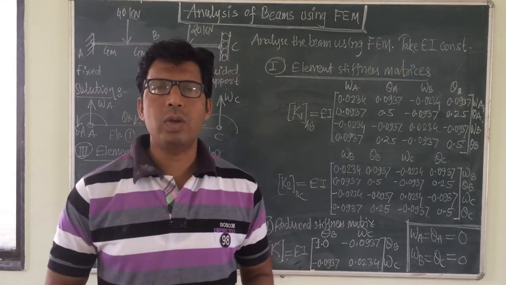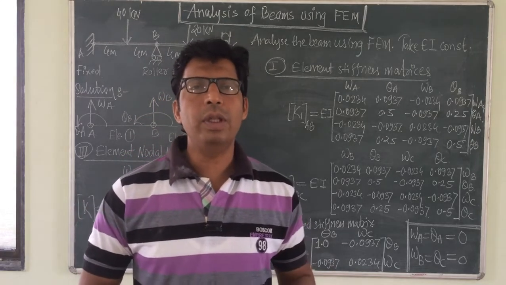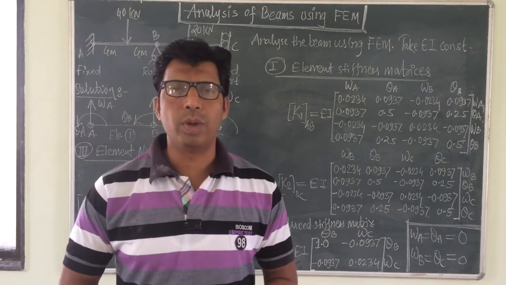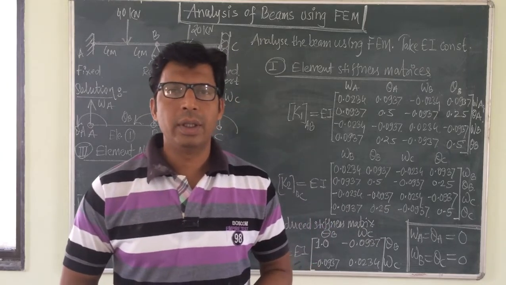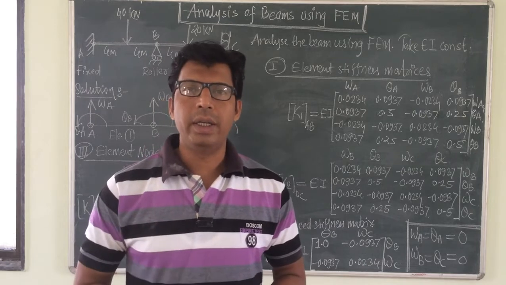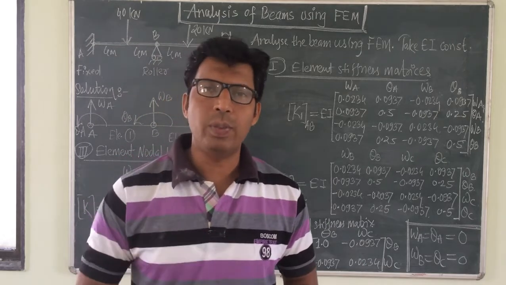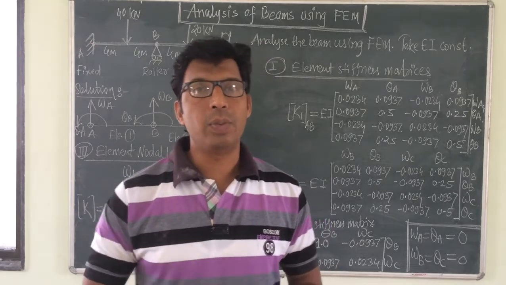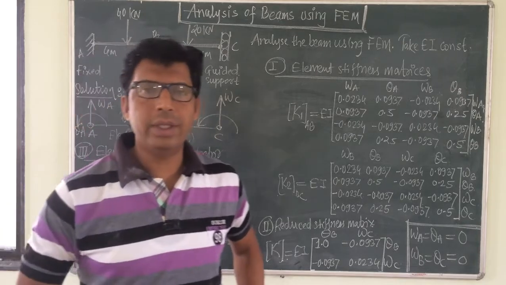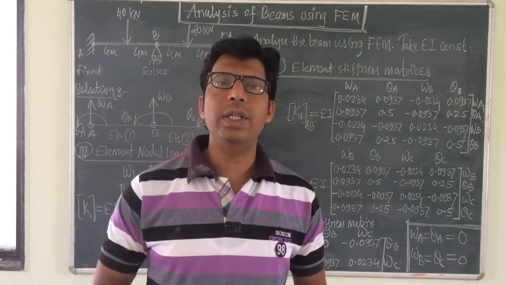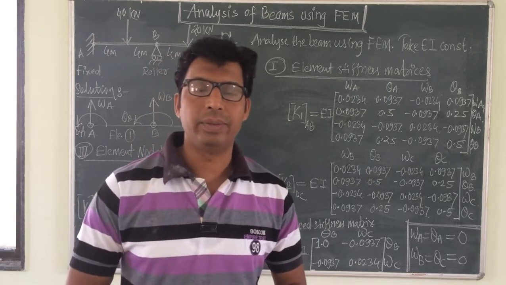In the first problem we solved a very simple case, a two span beam with a fixed support and two roller supports. But there are some special supports in civil engineering which you must study in the analysis of structures, and one of the special supports is the guided support. So in this lecture we will analyze one continuous beam which has one guided support at the end.